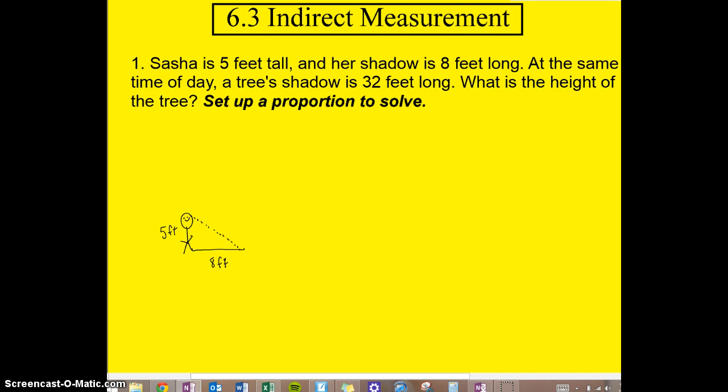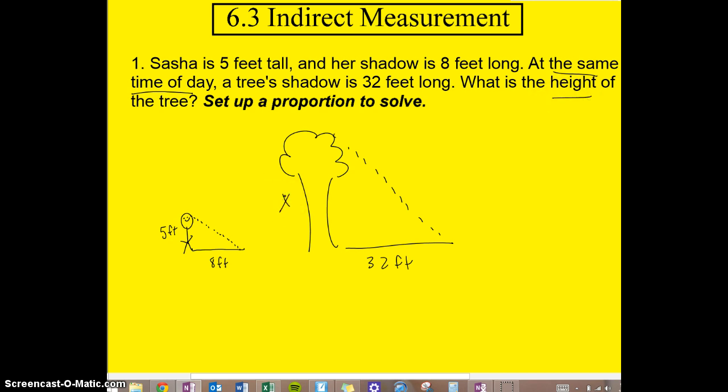And then it says at the same time of day, a tree's shadow is 32 feet long. So I'm going to draw my big old tree. It has a shadow that's 32 feet long. Again, the shadow is going to be on the bottom, and there is the angle at which it hits. Notice it says the same time of day, which means the angle from the top of the tree to the shadow is going to be similar to the angle that's created over here on the left. The question says, what is the height of the tree? So I'm going to put my X there.